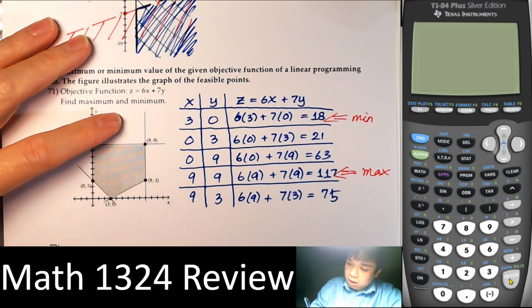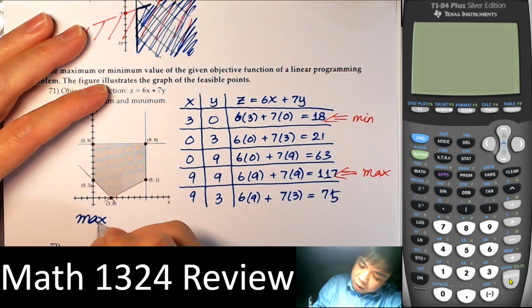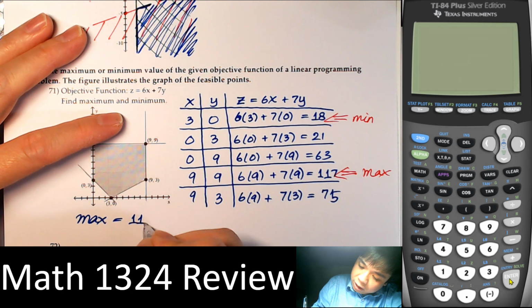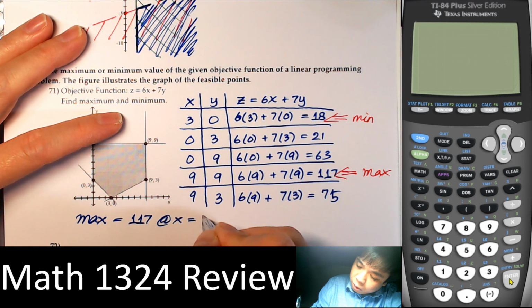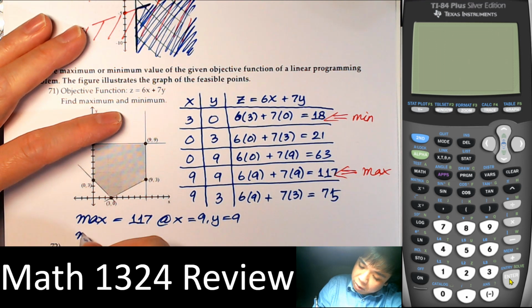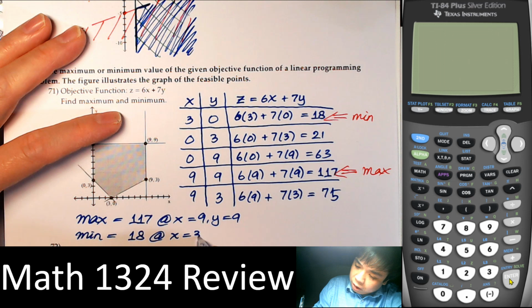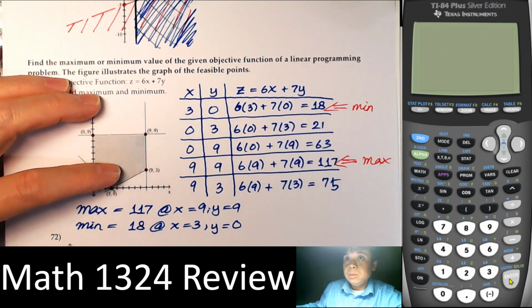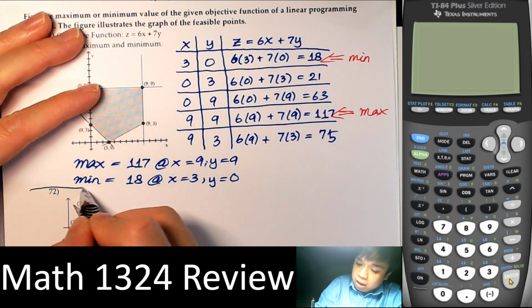So we should say maximum equal to 117 at x equal to 9, y equal to 9, and minimum equal to 18 at x equal to 3, y equal to 0. Right, just like that.